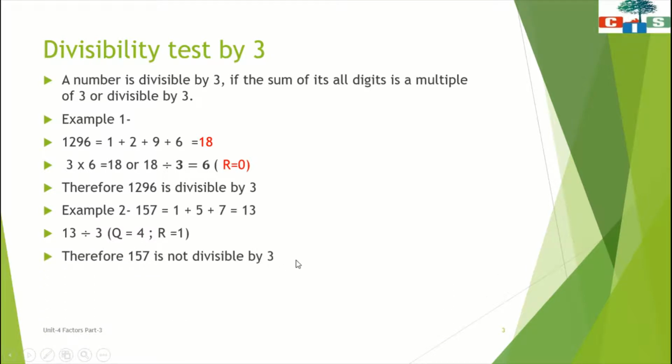Okay, easy way, you just have to add all the digits and you have to see whether that number comes in the table of 3 or not. If it comes, it means that whole number is divisible by 3. Okay, scholars.